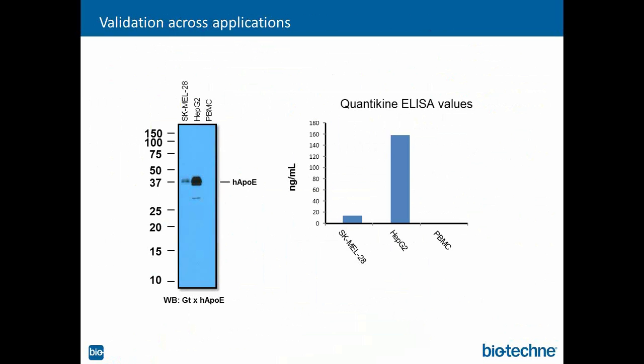So the Quanticline ELISA we had in-house, we used to evaluate the samples we were running on the Western ahead of time, and we quantified the amount of ApoE in the ELISA. And you see the results on the right. PBMCs are completely negative for ApoE, HepG2s have a high expression level, while the SKMEL28 cell line had a very low expression level of ApoE. When we ran the Westerns on the exact same samples, we could reproduce that. So that's how we did the verification of the goat polyclonal in this case.